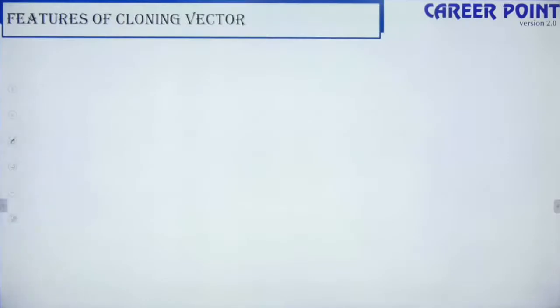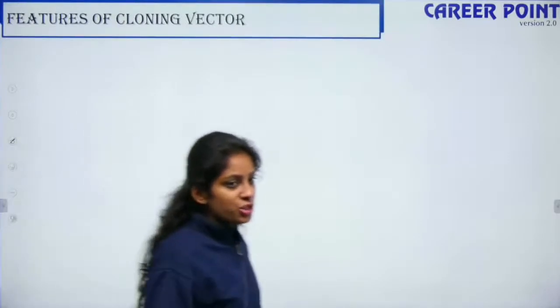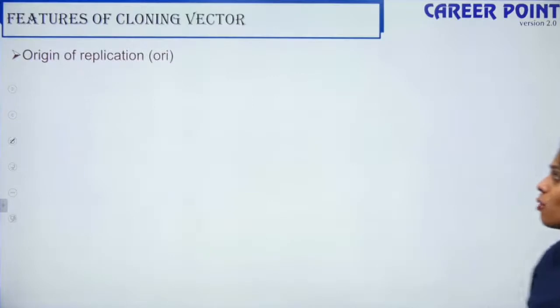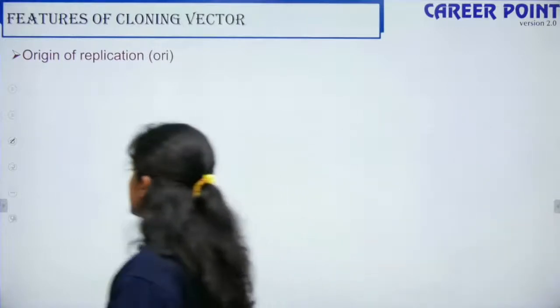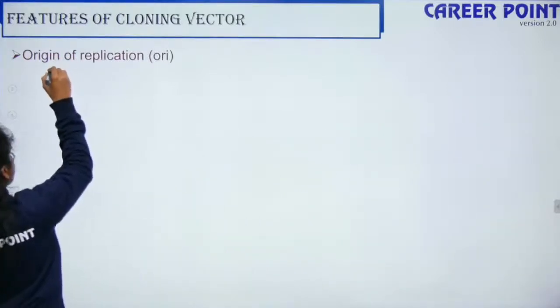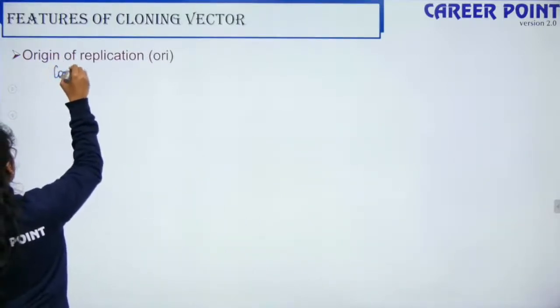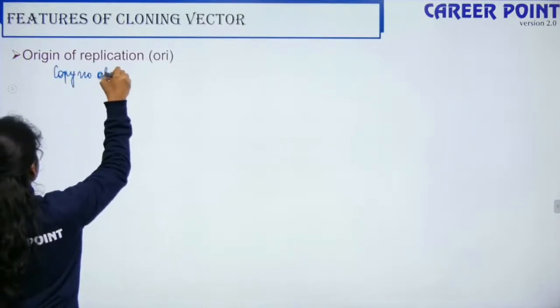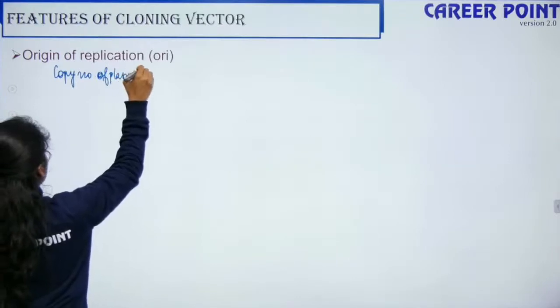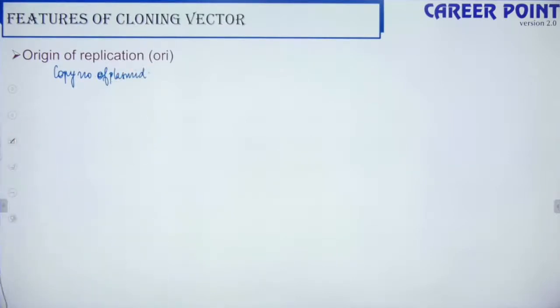Alright. So now going one by one, features of a cloning vector. Number one, origin of replication, which is called the ori. The ori is very, very important because it decides the copy number of a plasmid, and copy number is very important. So you will know how many clones you will get.